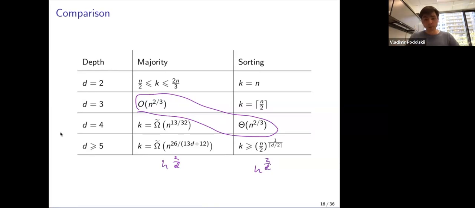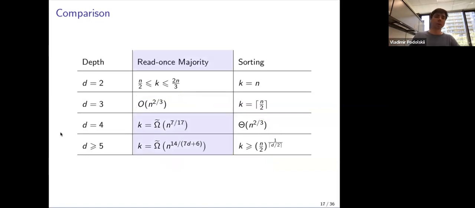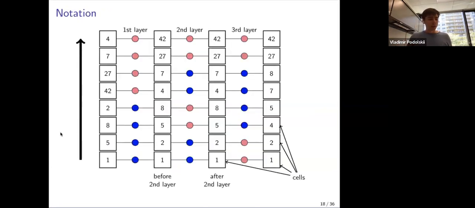Okay, so I have explained the result. Then at this point, I would like to switch to discussing proofs. We have plenty of time. Oh, no, sorry about that. It's not really true. For read-once majorities, we actually have slightly better bounds here, but it doesn't really matter, so I will just skip this, I guess.